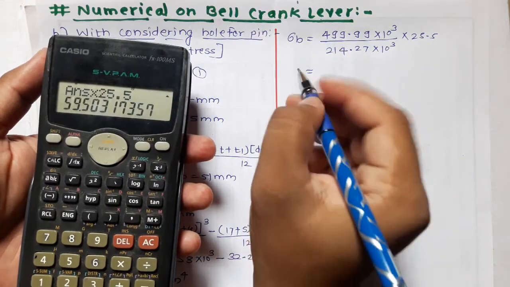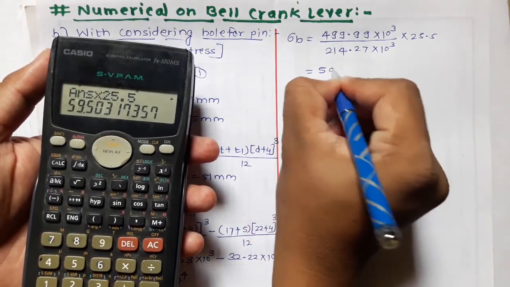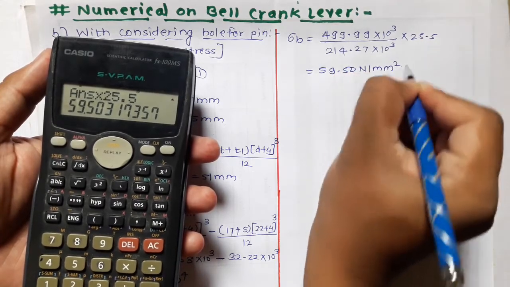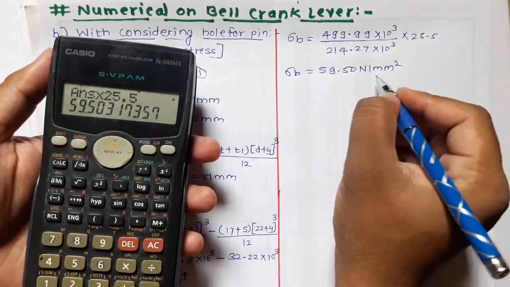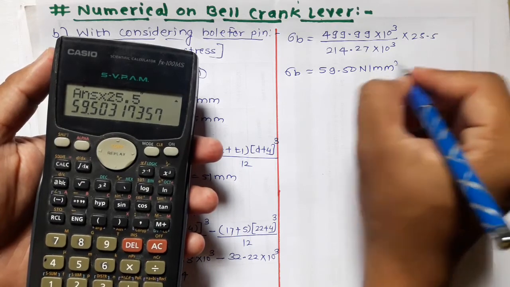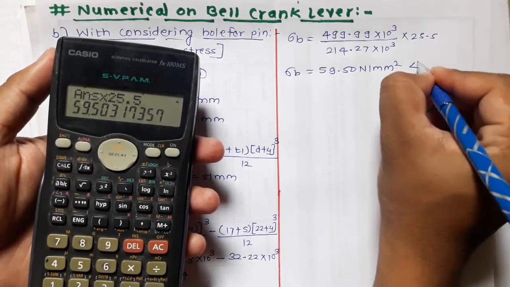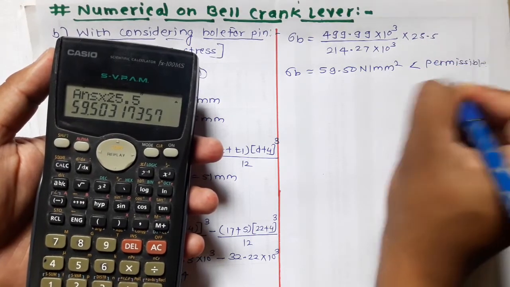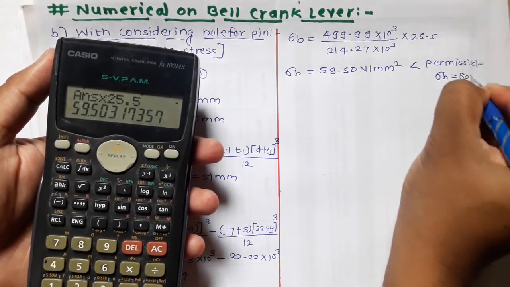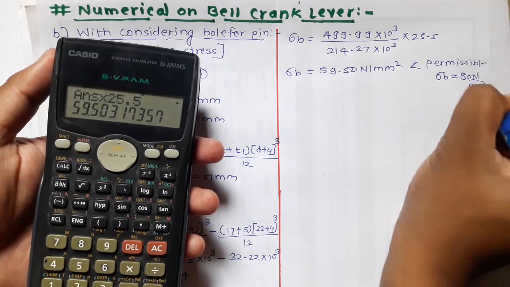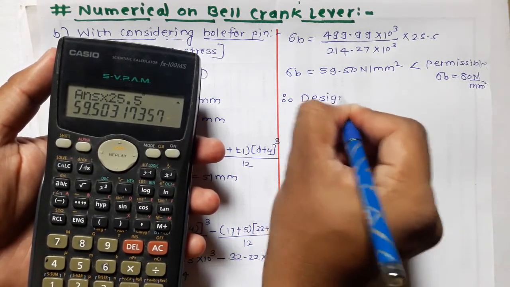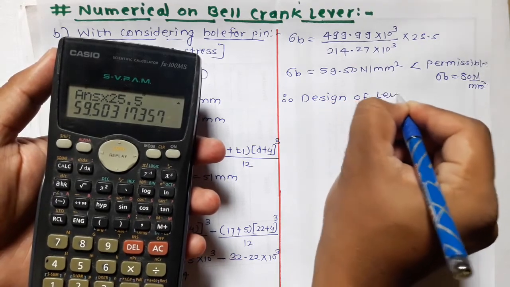So let us calculate the value of this induced bending stress in the modified cross section. So the value of this induced bending stress is 59.50 Newton per mm square. And if you compare this value of induced bending stress with the permissible bending stress, you can find that this induced bending stress is less than permissible bending stress. Permissible sigma b is equal to 80 Newton per mm square. And therefore we can write that design of lever is safe.